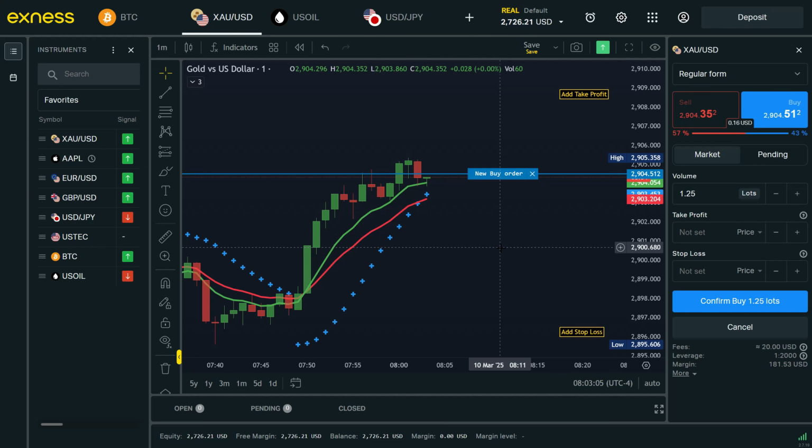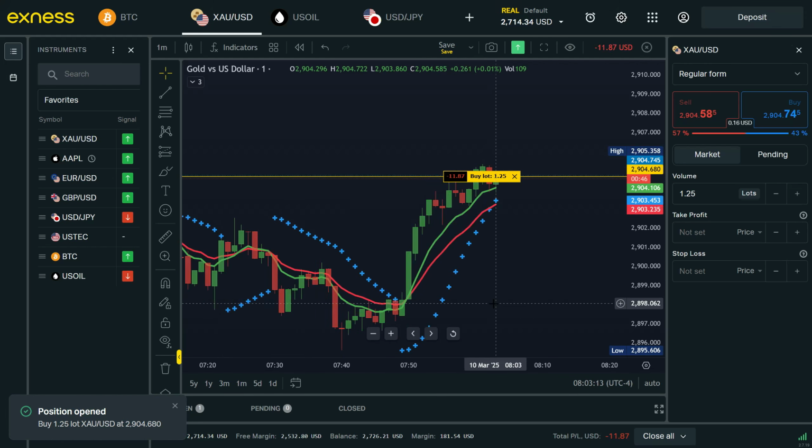Another key confirmation I'm seeing is that the green 8 EMA is positioned above the red 14 EMA, which is a classic signal of bullish momentum. When the shorter EMA 8 stays above the longer EMA 14, it suggests that buyers are in control and the price is likely to continue moving upward. So with these confirmations in place, I'm ready to take this buy trade and see how it plays out.